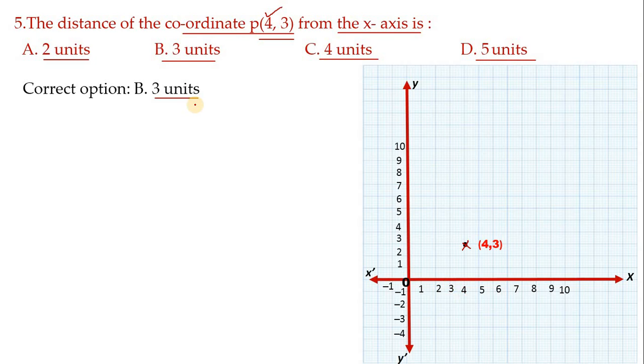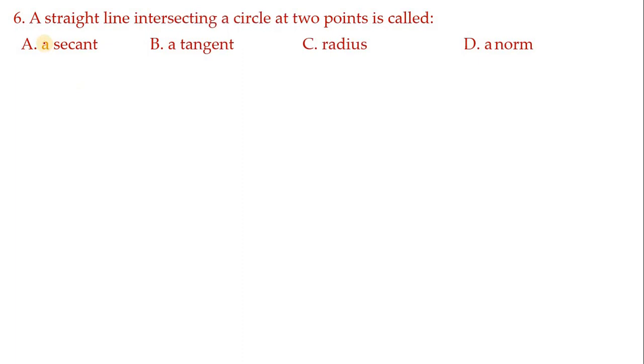Now, what they are asking is the distance of coordinate P 4, 3 from x-axis. Where is the x-axis? This is the x-axis. This one. From this x-axis, how much distance is there? Count here. So here 1 unit, 2 units and 3 units. 3 units of distance is there. So hence answer is 3 units. Next, let us move on to the next one.